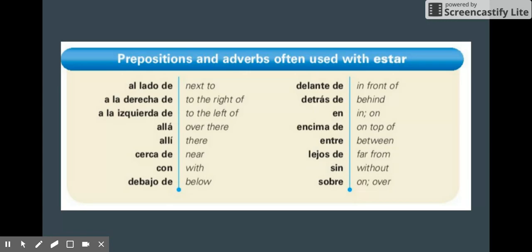Now here are the main prepositions and adverbs that are used with estar. As you can see, generally they have to do with location and place. El libro está al lado de la mesa. The book is next to the table. El libro está entre la mesa y la puerta. The book is between the table and the door, and so forth. So just be familiar with all of these prepositions, know what they mean, and know that more often than not, they're used with the verb estar.